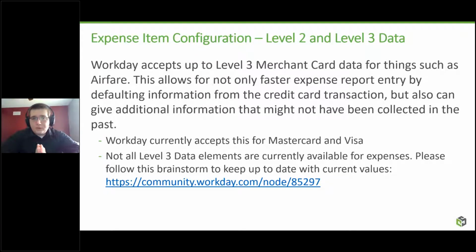So for those of you that don't know, level 2 and level 3 data is all the extraneous information that a credit card might, or that a vendor might actually see or send on behalf of that information. So with Southwest, they will actually send your departure location, your arrival location, your trip start date, your trip end date, sort of arrival date and departure dates.